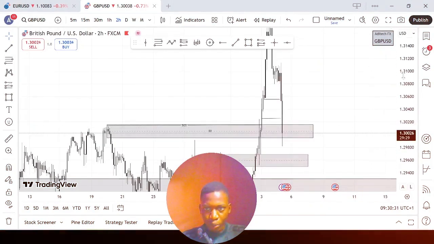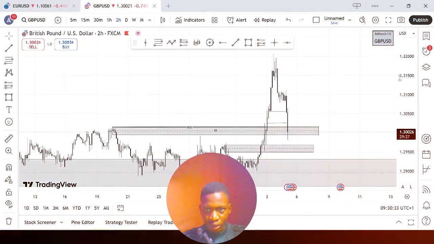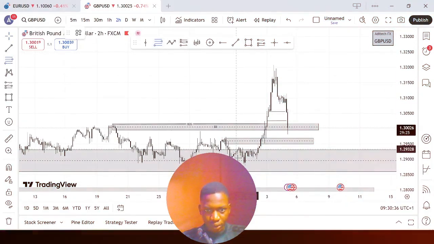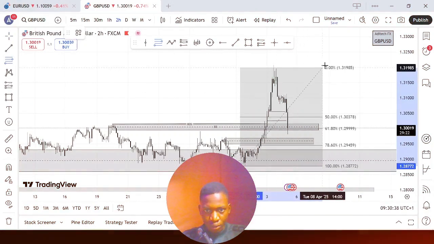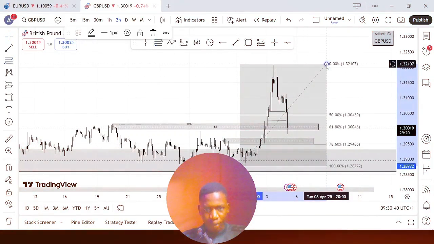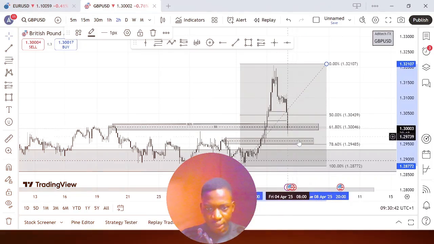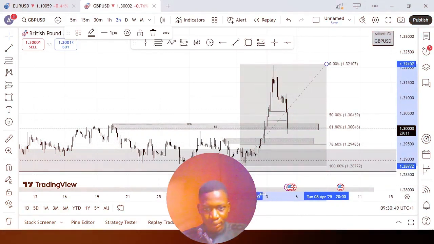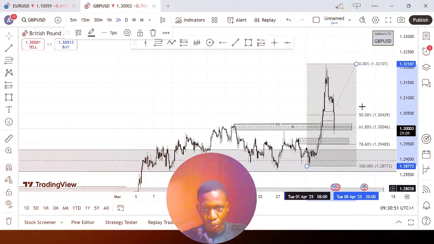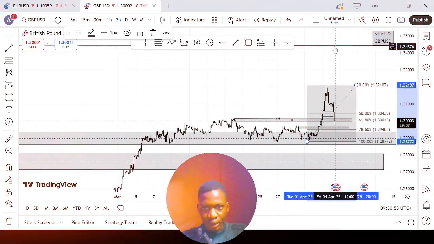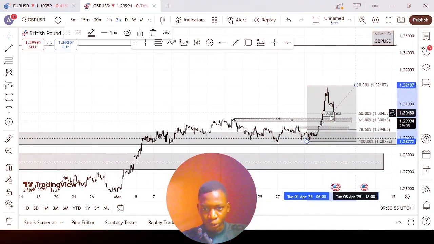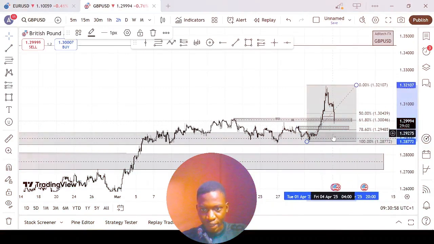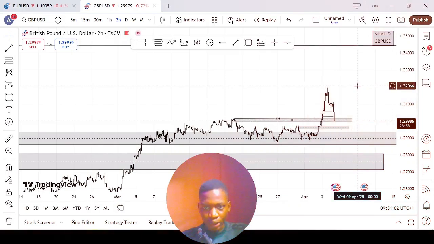And let's check our premium and discounts. Alright, so I told you guys that within these levels you should be looking for buying opportunities. So all we know is that GBP is going up, to clear this liquidity. So we should be looking for buying opportunities around this one. So any confirmation we get, we're going to buy GBPUSD. I hope you guys understand.